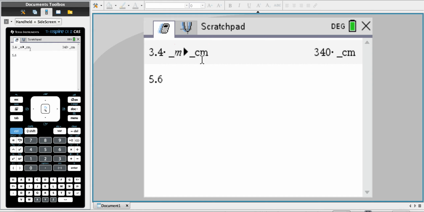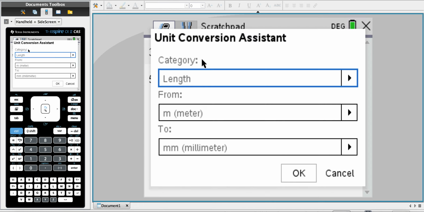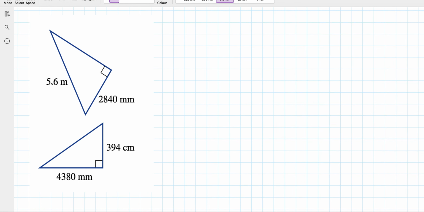Why that didn't work? What did I do wrong? 5.6, book, conversion assistant, meter into millimeter, okay. Okay, there you go. Enter. Okay, 5,600 millimeters. So we go here and I just cross this one over, 5,600 millimeters. And then I know that this is the hypotenuse, this is one of the sides, and I'm finding, let's say, A.